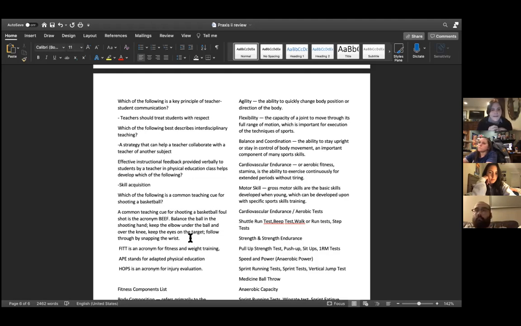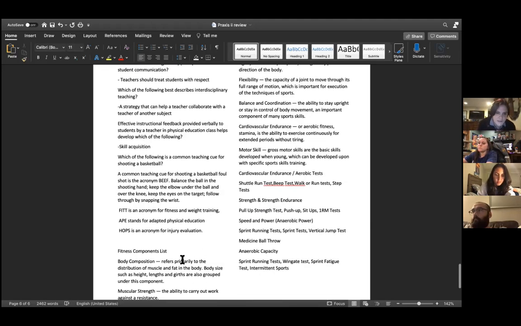FITT, F-I-T-T, is an acronym for fitness and weight training. APE stands for adaptive physical education. HOPS is an acronym for injury evaluation.